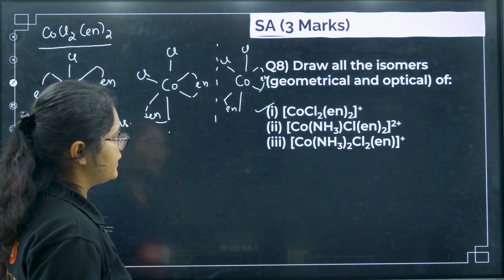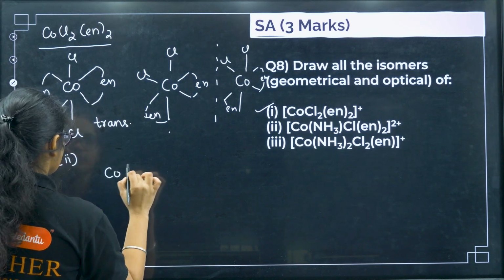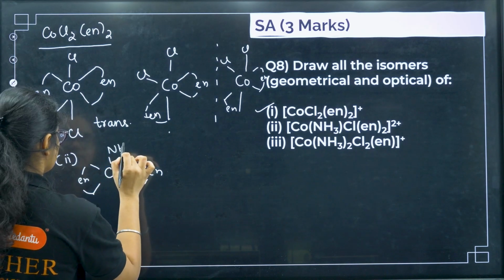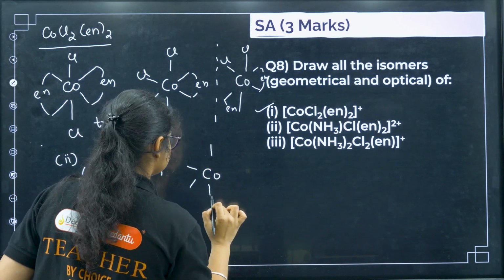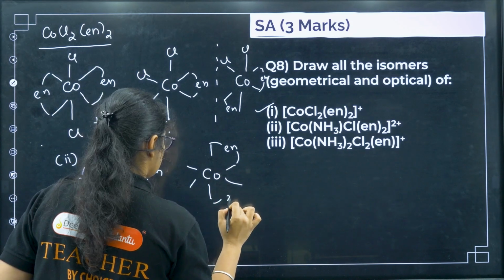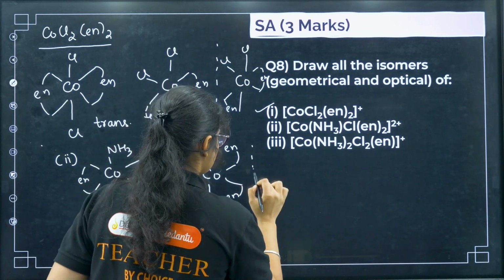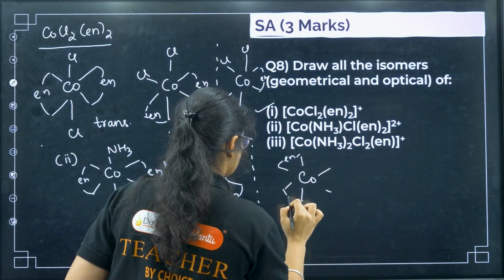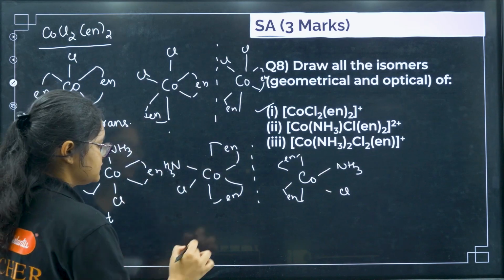Next you have Co(NH3)Cl(en)2. So here also I can draw Co, en2 is there, and you have NH3 and Cl. So this is the trans form. For the cis form, what I can do, just take like this, en, then you have en, then you have NH3, and then you have Cl. Now you can draw the mirror image of this one, that is Co, en, en, NH3 and Cl. So that is your cis form.